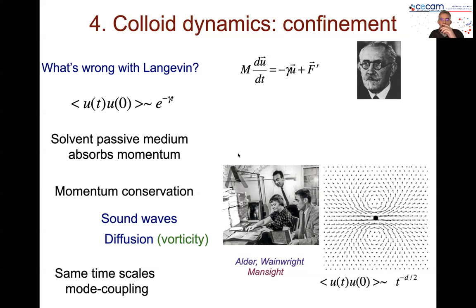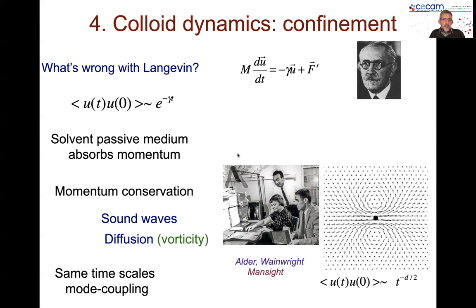And actually, this is reasonable, and it was understood as the basic dynamics for these suspensions. But if you look into the details of what implications it has, for example, you can compute the velocity autocorrelation function for this particle, and it decays exponentially with a characteristic time that is essentially the friction divided by the mass. So basically the decay is exponential.